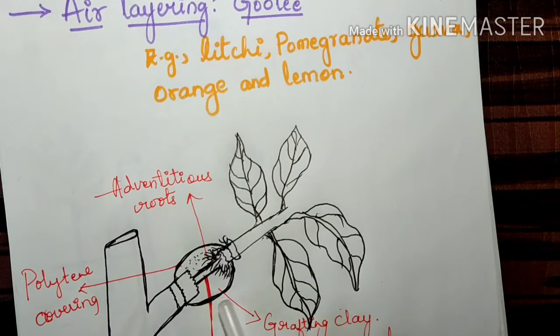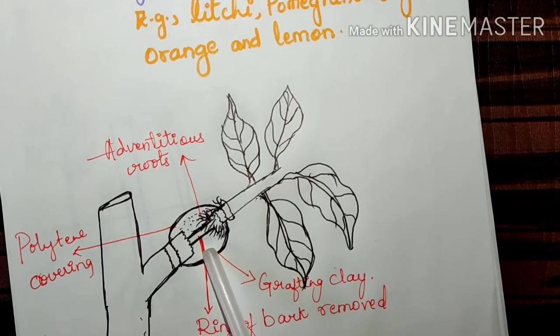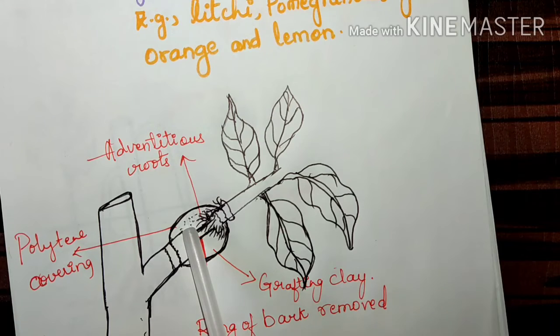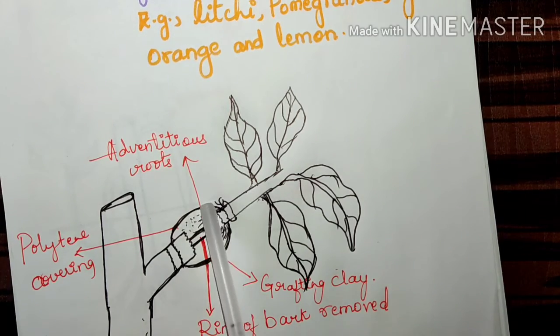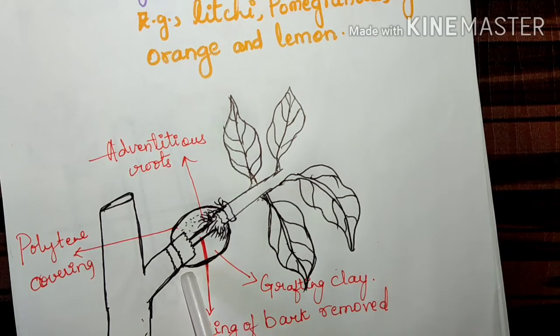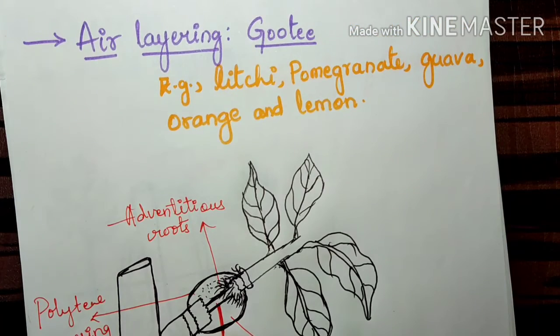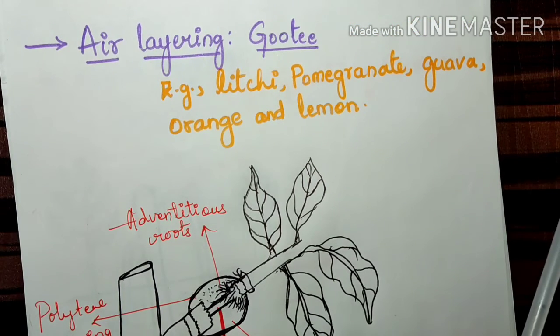Here you can see a ring of bark is removed in this region, and that will be covered with a thick layer of grafting clay with the root promoting hormone, and it is covered with polythene. This is about the air layering.